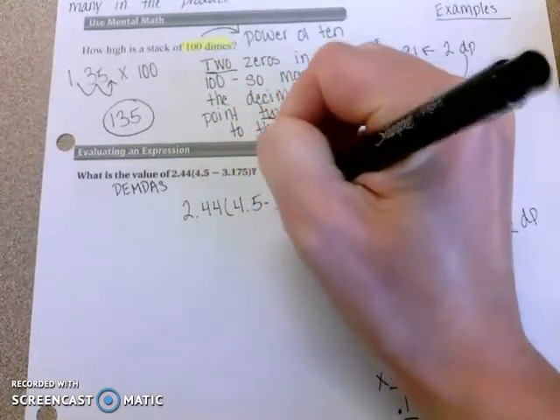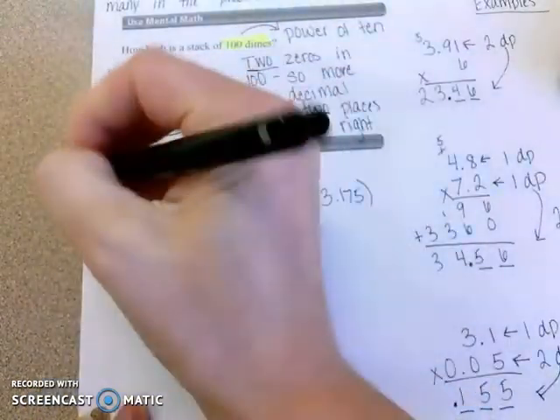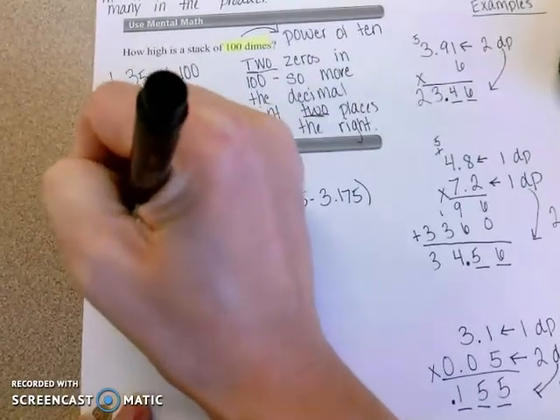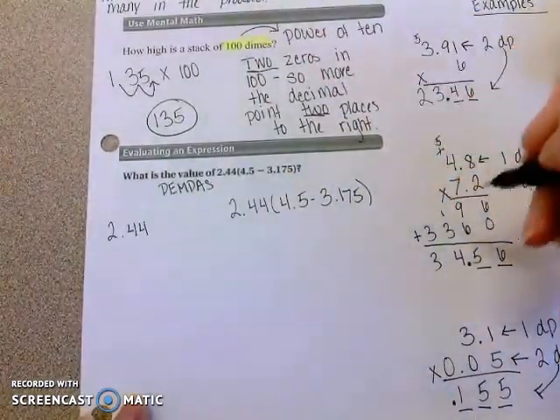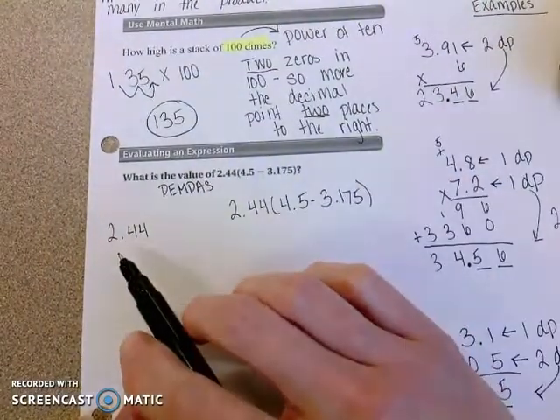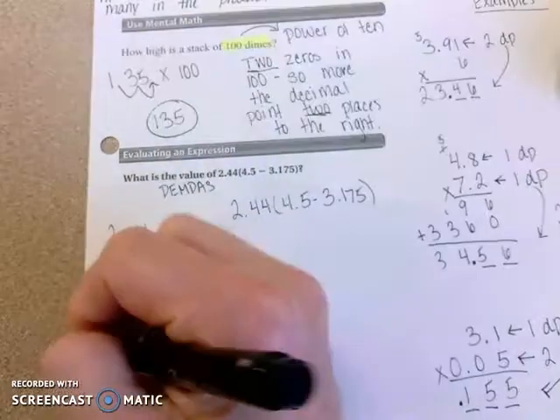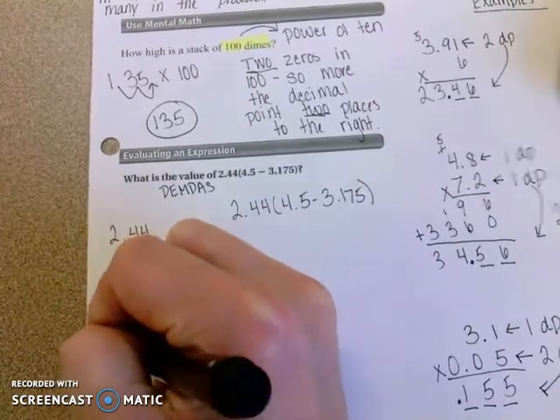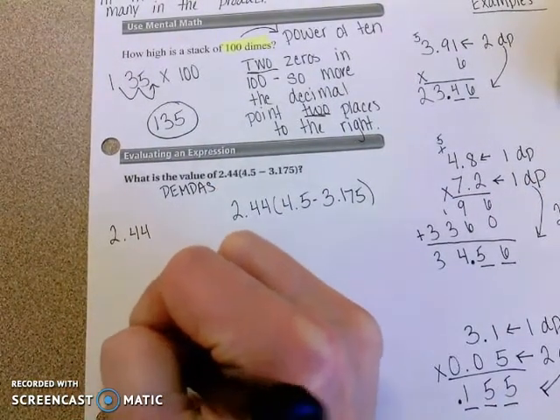And I am going to go ahead and do the subtraction first. So I'm going to just come over here to the side and I'm going to subtract the 4 5/10 minus 3 175 thousandths. Then I'll multiply it by the 2 44/100. So we're not going to use that yet. Let's do our subtraction first.